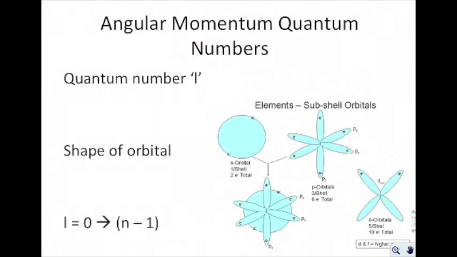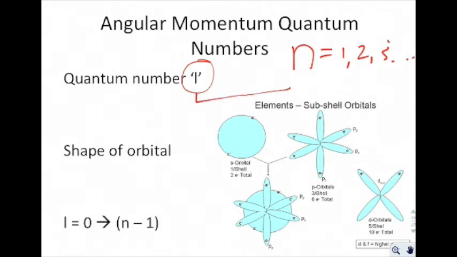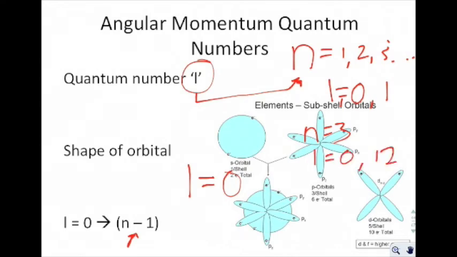The second number that we're talking about is the quantum number L. Okay, so we've already defined n, and we said n could be 1, 2, 3, and so on. The quantum number L depends on the principal quantum number n. So if n is 1, there is only one possible value of L. L must equal 0. Okay, because L is determined by the equation n minus 1. So if n is 2, L can be 0 or 1. If n is 3, then L can be 0, 1, or 2.